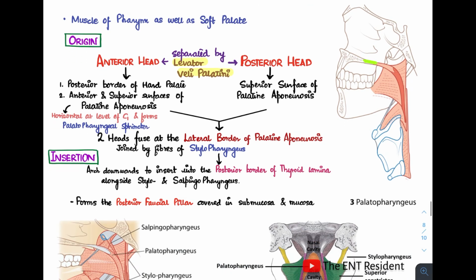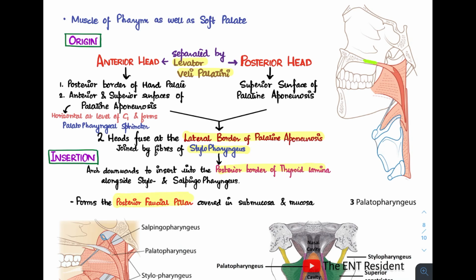Now after this, both the heads diffuse with each other at the lateral border of the palatine aponeurosis. Then, as I was telling you before, it is joined by the fibers of the stylopharyngeus muscle. After that, it passes and arches downwards to insert into the posterior border of the thyroid lamina alongside the stylopharyngeus and the salpingopharyngeus muscle. Therefore, it is helping in forming the posterior faucial pillar.